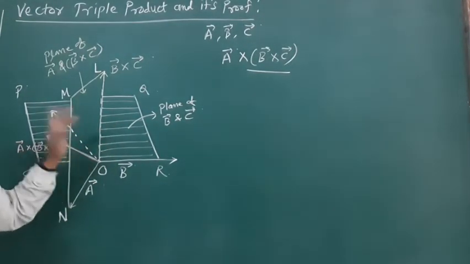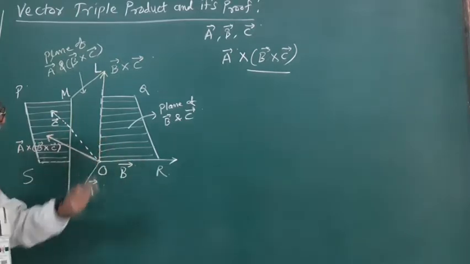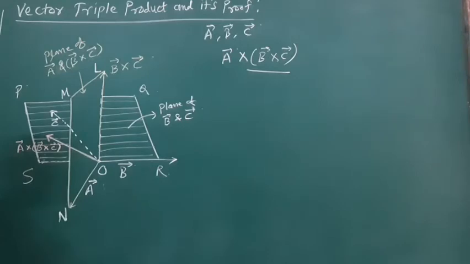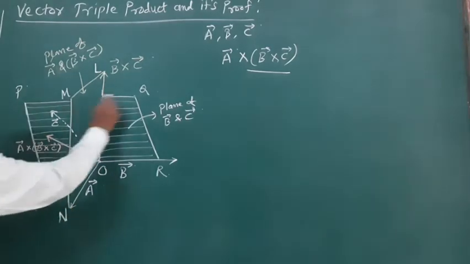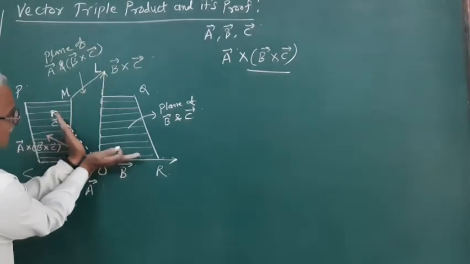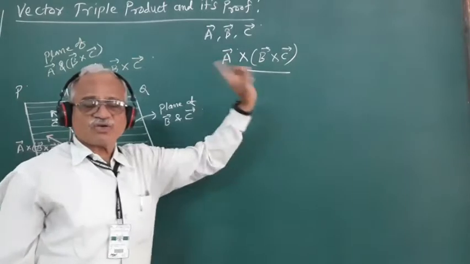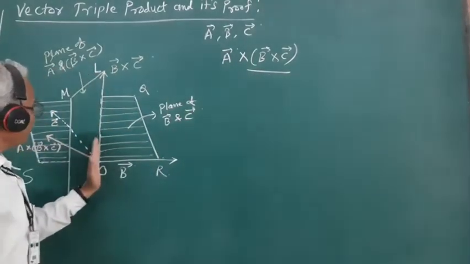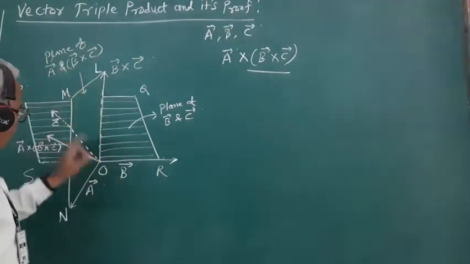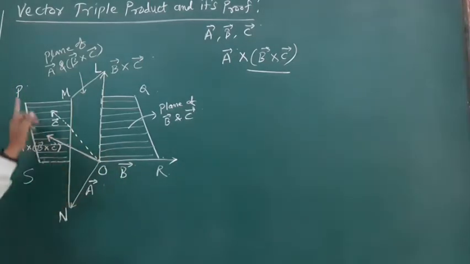Now, when we evaluate the cross product of B bar and C bar, this vector B bar cross C bar will be perpendicular to the plane of B bar and C bar. So in this diagram, this plane PQRS is the plane of B bar and C bar. So B bar cross C bar will be perpendicular to the plane PQRS.